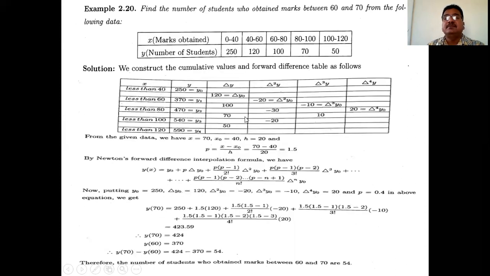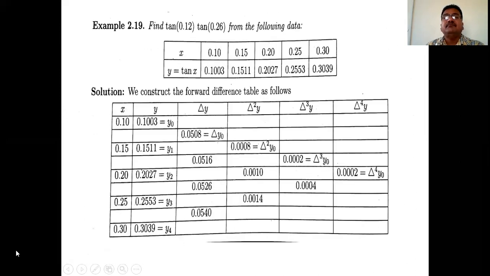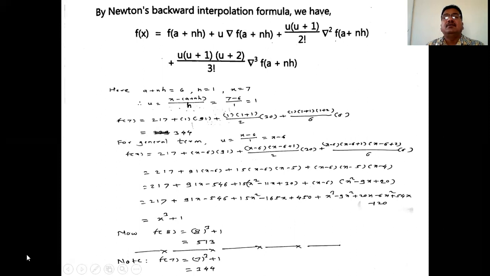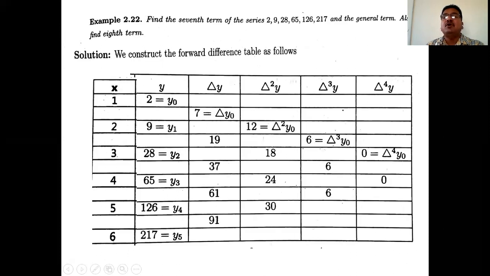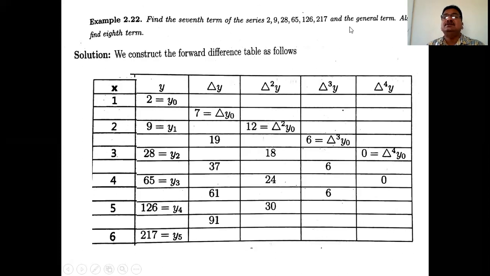So what is the next term of the series? The 7th term of this series is what? 344. So after 217, the 7th term is 344. Okay, so this is the answer to the question. And then the further question is, find the general term.